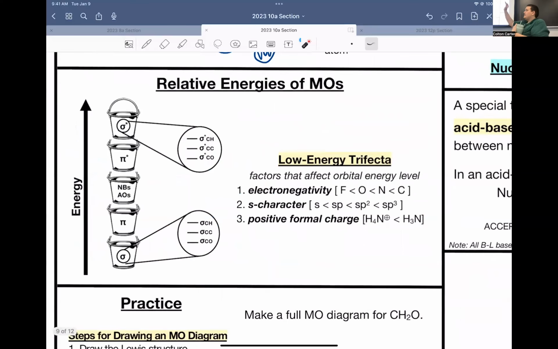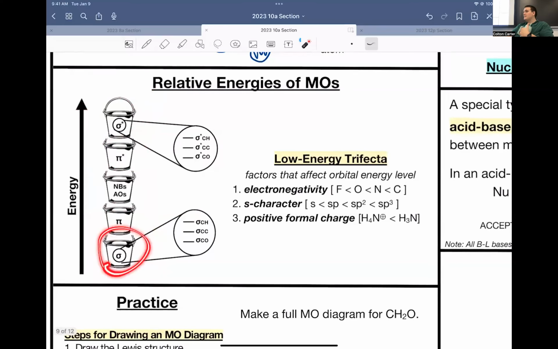Now, I like to think of ranking energies like you have little energy buckets, and the buckets are symmetric. So the lowest energy bucket is the sigma, the highest energy bucket is the sigma star, and you have pi, pi star, and then non-bonding atomic orbitals in the middle. This is an order that you just need to memorize, but it should be pretty quick because it's not that detailed.